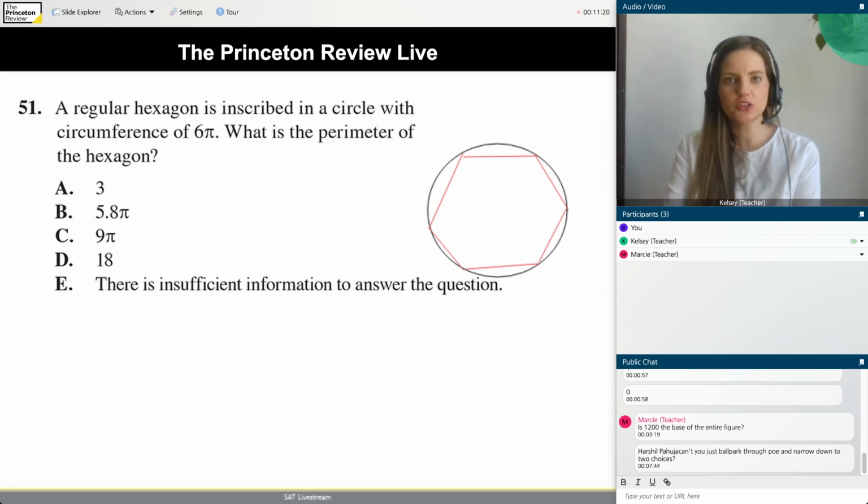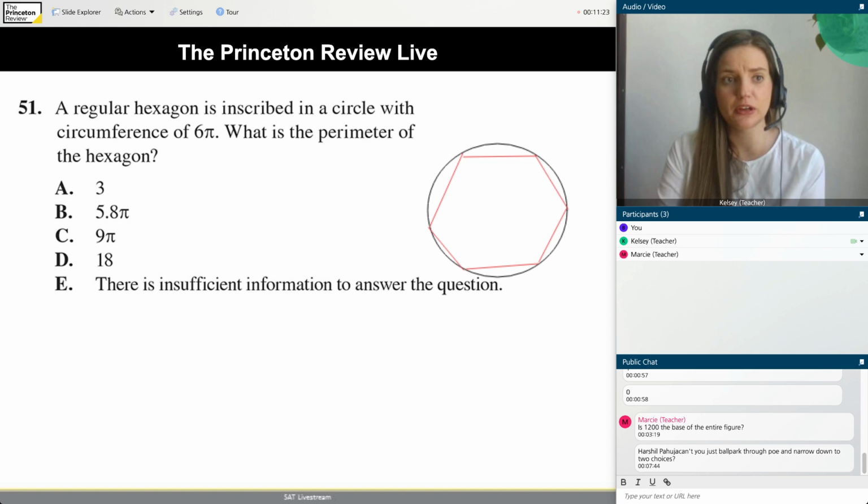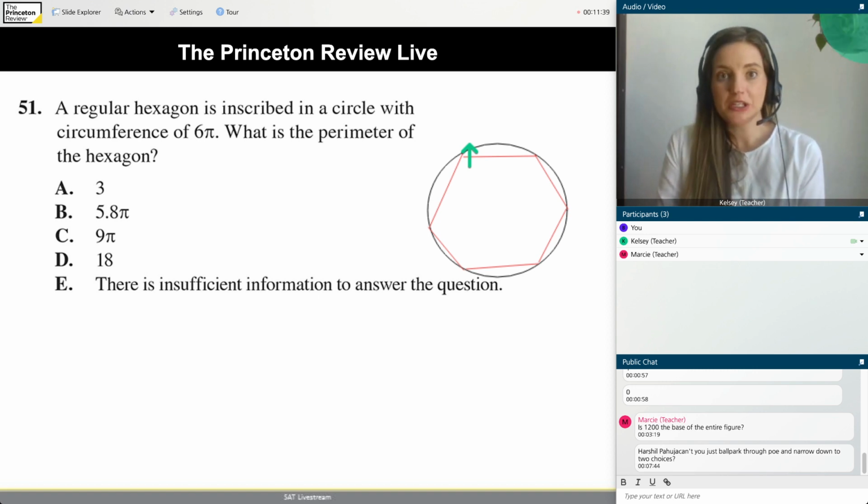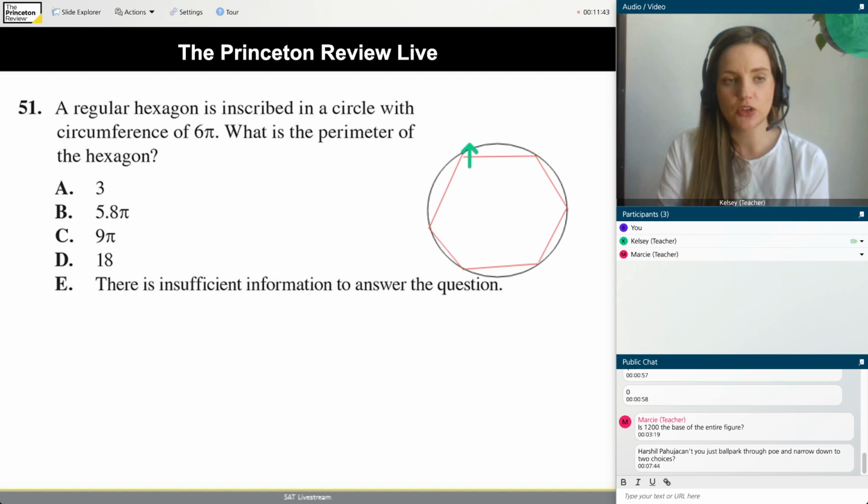So this question already starts to read like a vocabulary question. We need to know what all these words mean. A regular hexagon is inscribed. So inscribed means that it's put inside the circle, just like this. And regular means that all the angles inside the hexagon are going to be the same. And so we should probably remember that that information might apply to this question and calculate what those angles are.